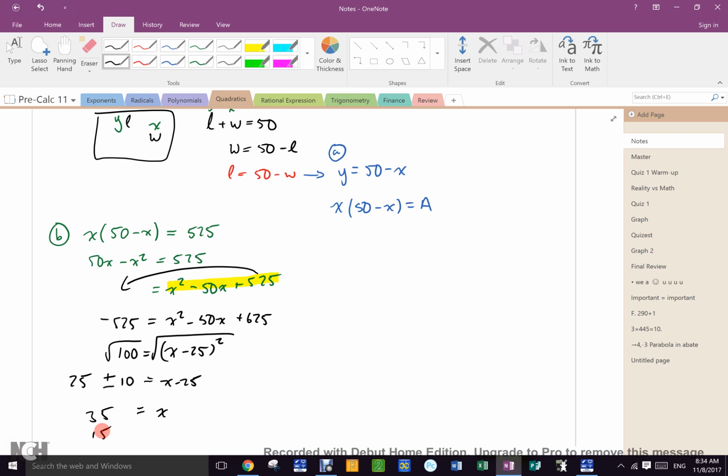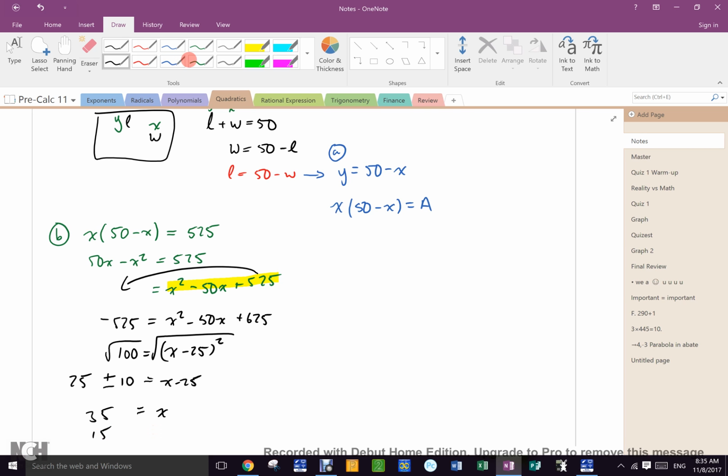X plus y has to equal 50, yes? Does adding those equal 50? So does it matter which one is the length and which one is the width? No. Everybody cool? Okay. So, have we done B? We know the width is 35 or 15, depending on which we want to call it, right?